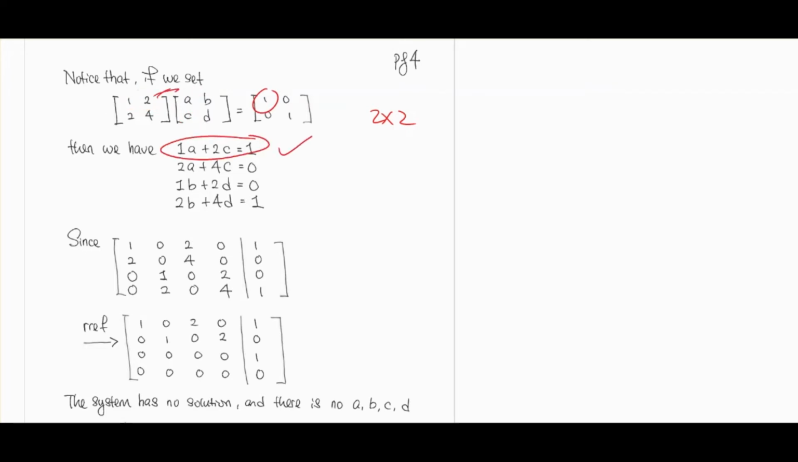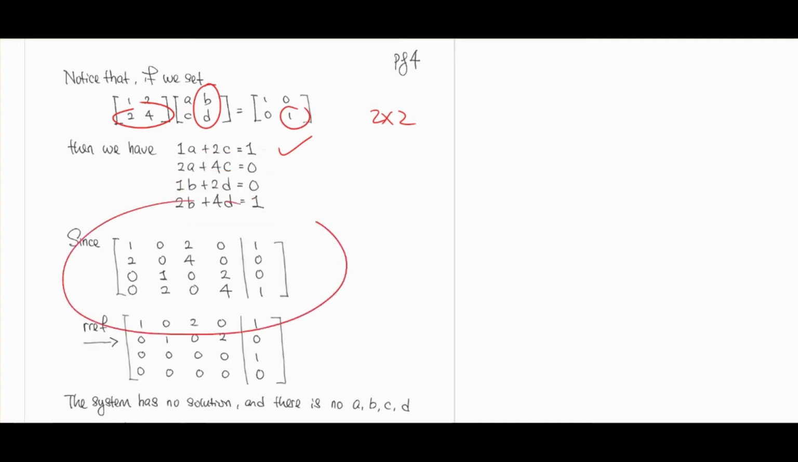That's how you get these equations. And then we also require us to have 2a and 4c equal to 0, right? So this is matrix multiplication, 2a plus 4c equals 0. And then we will have to have this equal to 0. That gives you the third equation. And then we will have to have this equal to 1. That gives the fourth equation.